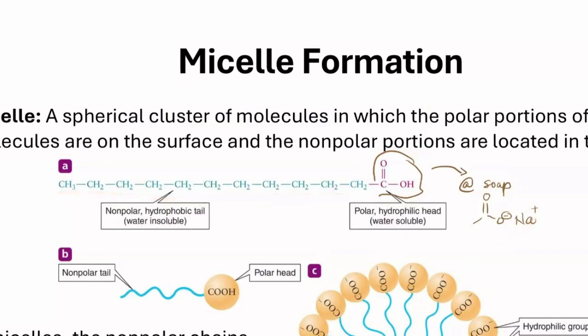In biochemistry, typically we don't write a lot of the functional groups. So understand that in letter B, all we're doing is using a cartoon to illustrate the structural data that we see on letter A. Typically, a circle is utilized to represent the polar head, and then a squiggly line represents the nonpolar tail.